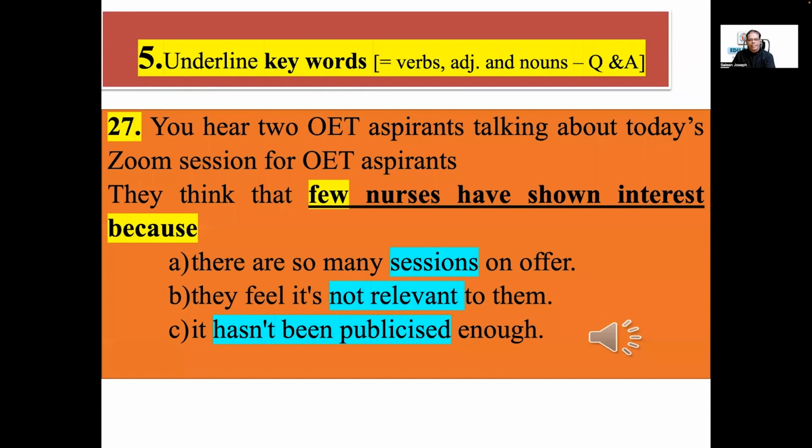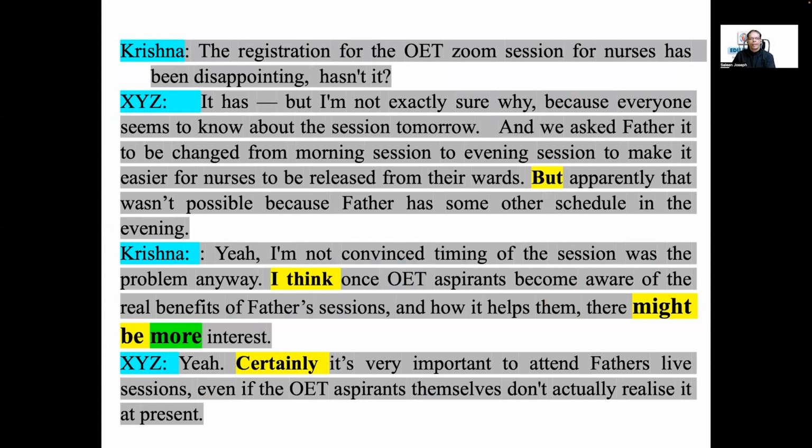Now, what is the answer and why is the answer? Which is the correct answer? B is the answer. They feel it's not relevant to them. Okay, but other things are also mentioned there, right? Yes, but I am not exactly sure why, because everyone seems to know about the session tomorrow, which means already publicized, right? They are not saying it directly, but it means so. And but apparently that wasn't possible because Father has some other schedule, and changing the schedule was not possible.